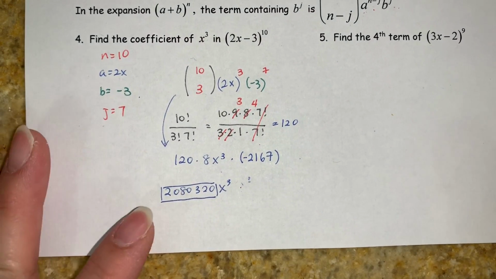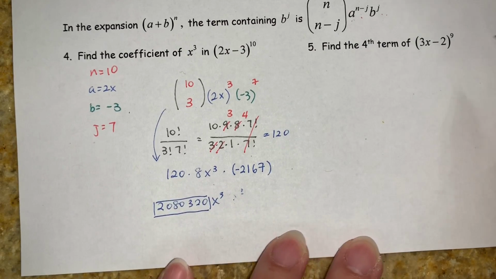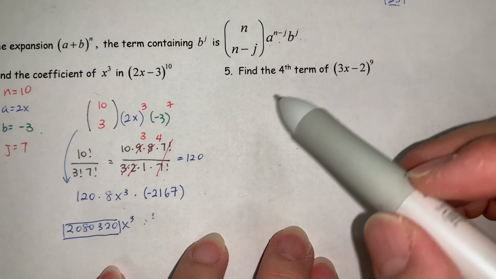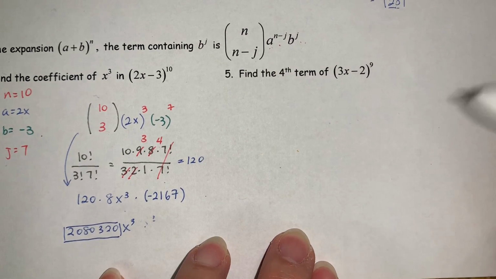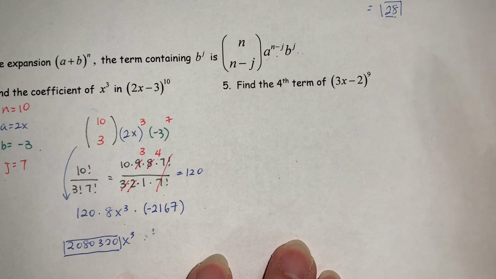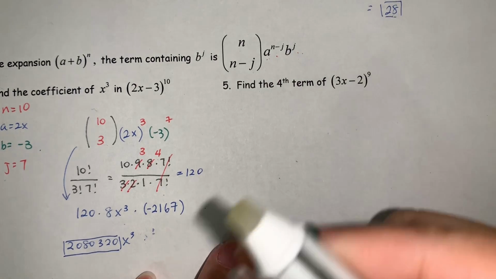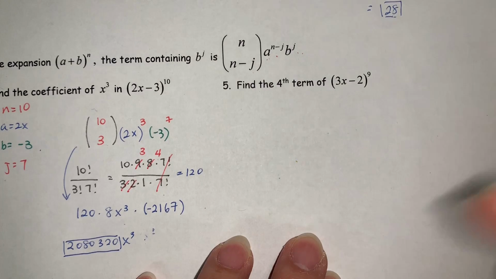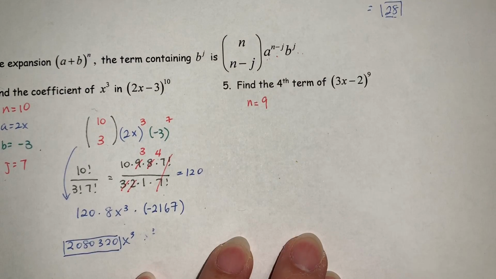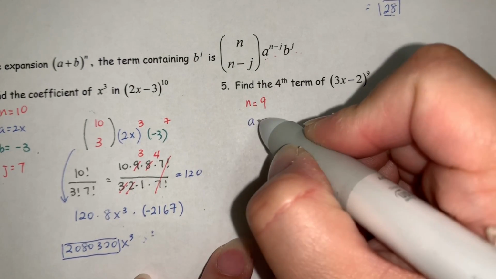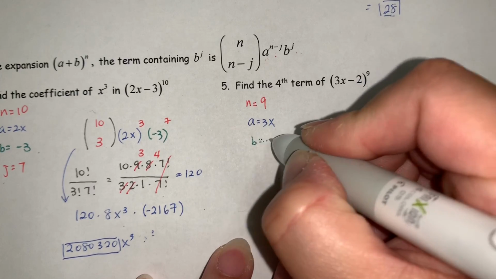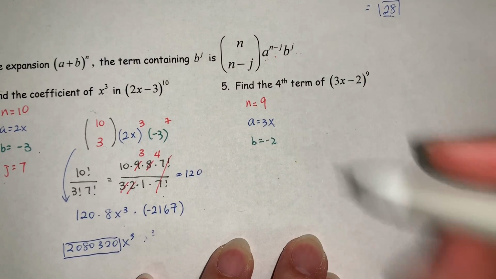All right. We're going to do a very similar thing to the next one. So the difference is this time it doesn't tell you what the x power is, but it tells you it's a fourth term. So you kind of have to use your knowledge of Pascal's triangle to help you simplify down what the j term is. So the first three things are still very obvious. N is the power, so n is 9. Our left term is 3x, so a is 3x. And our right term is negative 2, so b is negative 2. So again, the hardest part is j.